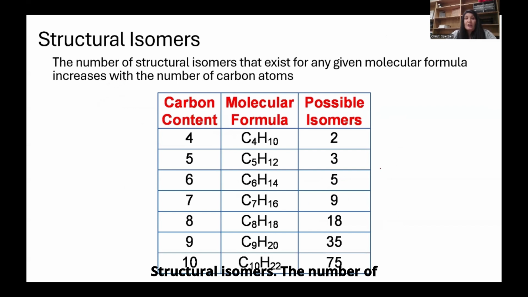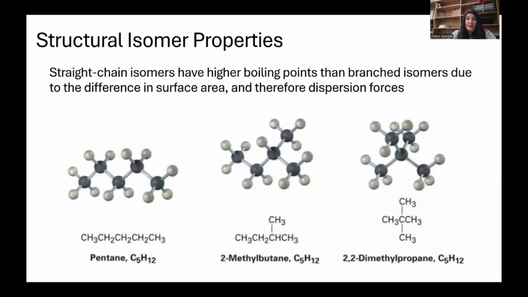The number of structural isomers that exist for any given molecular formula increases with the number of carbon atoms. So if you have 4 carbons, there are 2 different structural isomers. If you have 5 carbons, there are 3 possible isomers. If you have 6, there's 5, and so on. If you get up to 10, there are 75 different isomers. So as you increase the number of carbons, you increase the number of structural isomers possible.